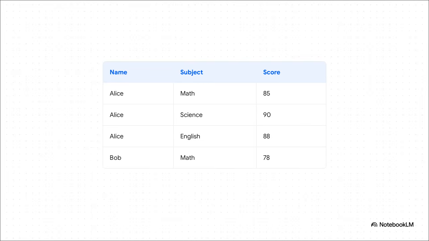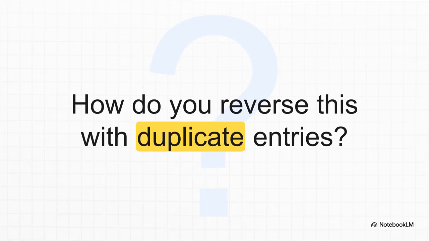Our data is now in what we call a long or tidy format. Every single row is now a single observation: one student, one subject, one score. This structure is so incredibly powerful because now it's super easy to group by subject or to plot scores over time. Okay, that's awesome. But what if you need to go the other way?